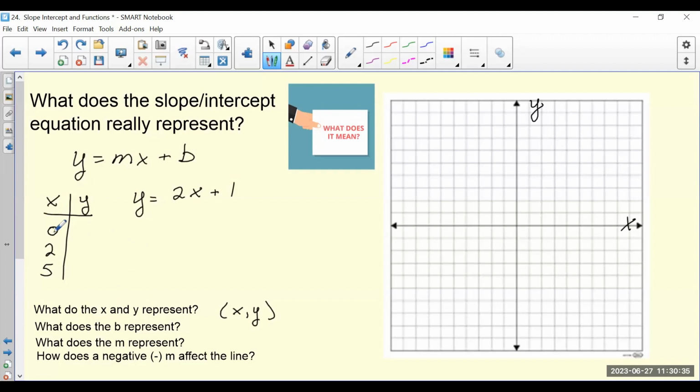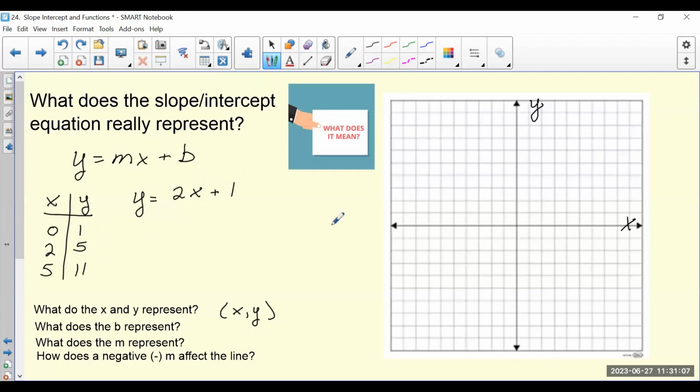If we put in a 0, y equals 2 times 0 plus 1, we are going to get out a 1, because 2 times 0 is 0, and 0 plus 1 is 1. If we put a 2 in place of x, 2 times 2 is 4 plus 1, we're going to get out a 5. Uh-oh, that got big pretty quick. If we put a 5 in for x, 2 times 5 is 10 plus 1 is 11.